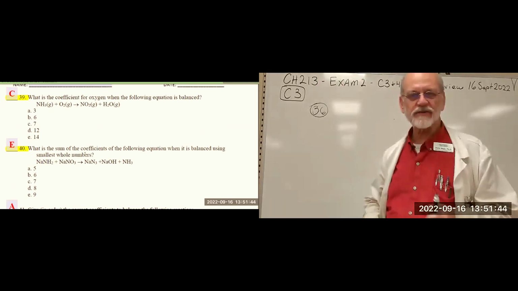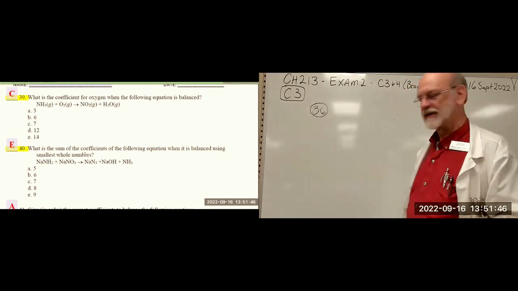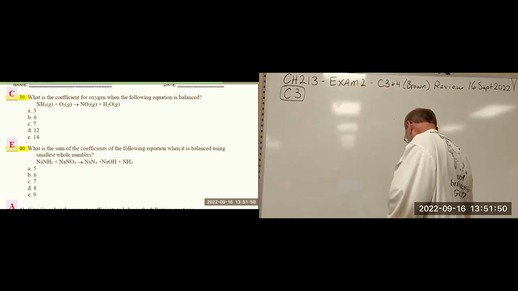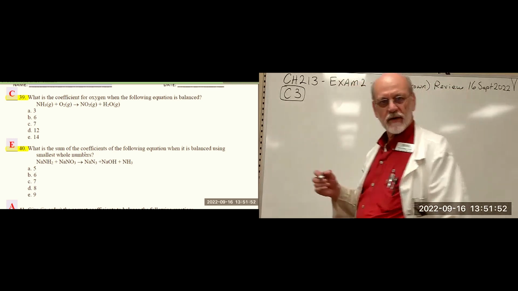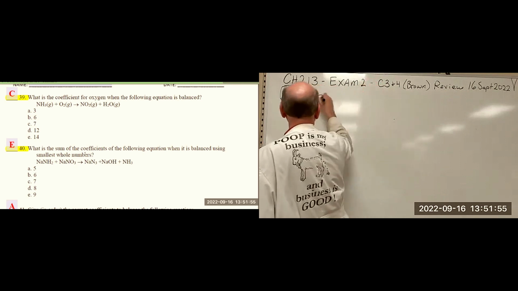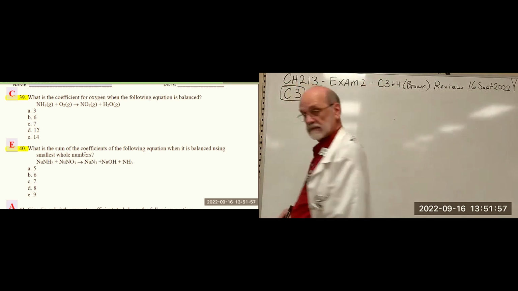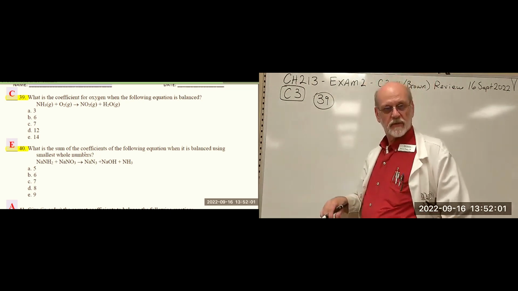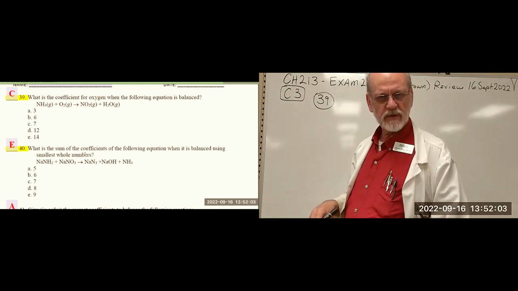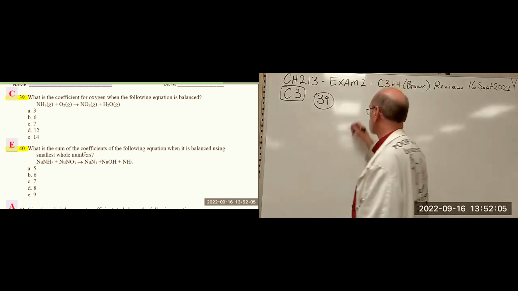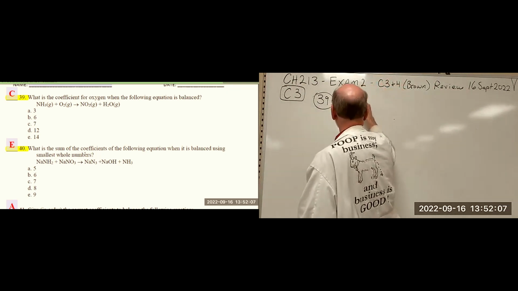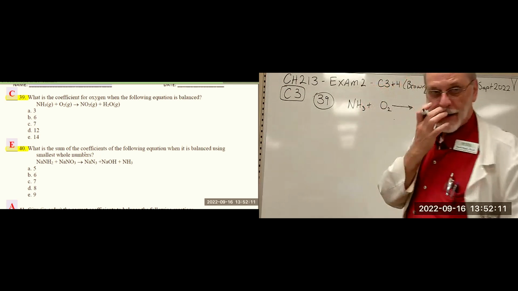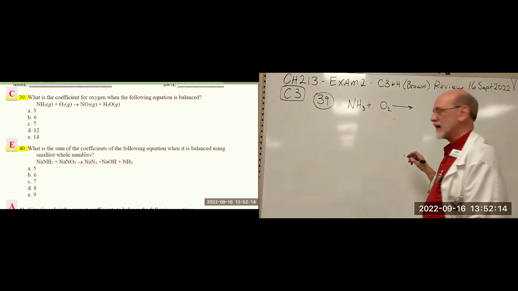What's the coefficient of oxygen when the following equation is balanced? All right, so let's balance an equation. 39. We'll probably do 40 also. So I think 40 is a squirrely one. What we'll get started with should be an easy one. Ammonia plus oxygen, and nitrogen dioxide and water.